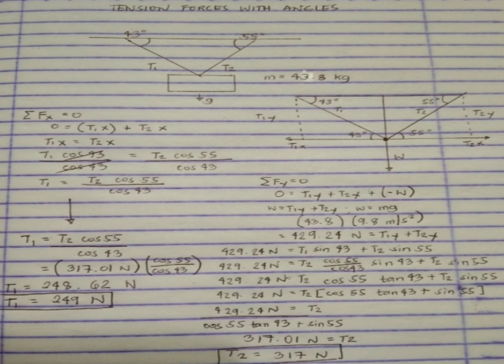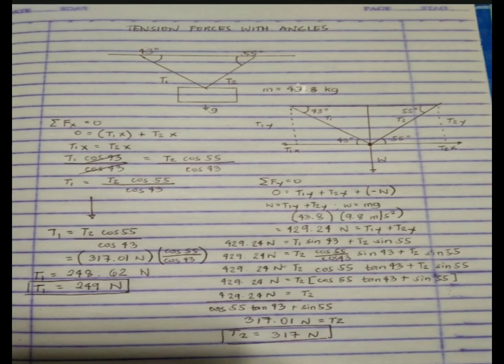Now let's extract. 429.24 Newton equals T2 parentheses cosine 55 tangent 43 plus sine 55 close parentheses. 429.24 Newton equals T2 over cosine 55 tangent 43 plus sine 55. That is 317.01 Newton equals T2. To find the exact answer, let us not forget the significant values. So T2 equals 317 Newton.